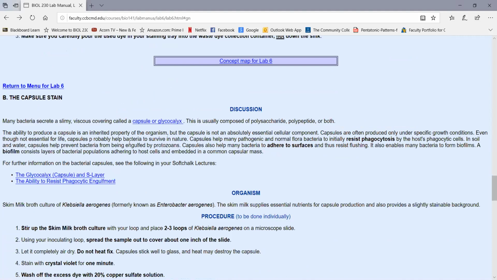But let's talk about the capsule stain and capsules. Of course, we learned about capsules of glycocalyces back in Unit 1. And as we saw, that's a slimy, viscous covering that surrounds the bacterium. And when it's rather extensive and adheres to the bacteria, we call it a capsule.